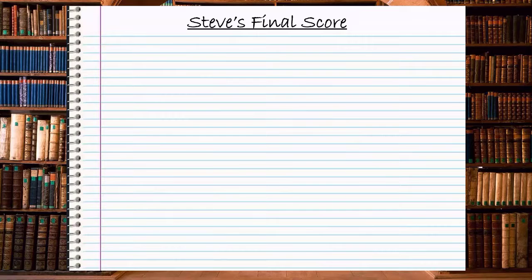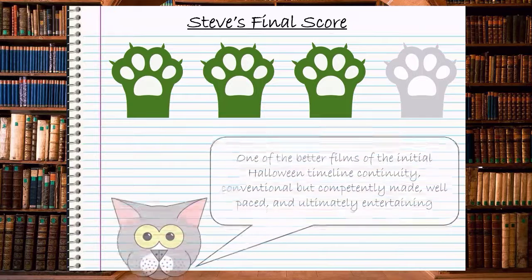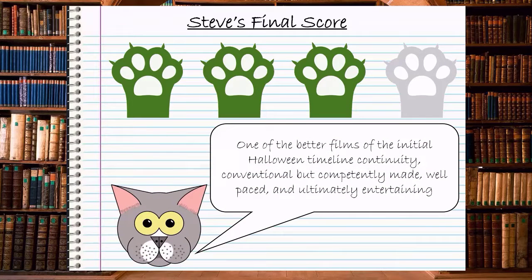Boo, Rachel. So, Steve's final score for this film, we're going to give it 3 paws out of 4. We're going to say this is one of the better films of the initial Halloween timeline continuity. This film plus Halloween 1 and 2, probably the best of the initial timeline. It is conventional, but it is competently made, it is well-paced, and it is ultimately entertaining. So I recommend this film.